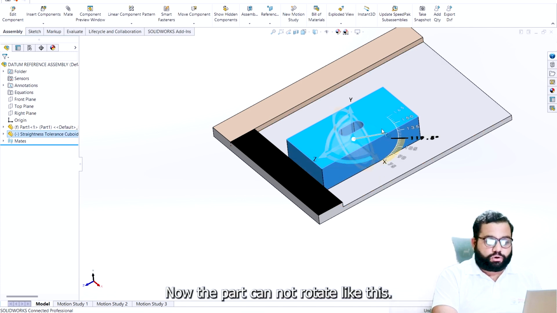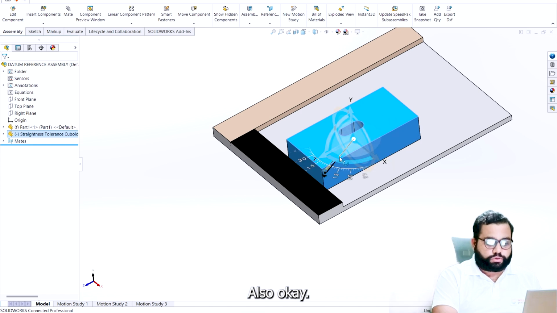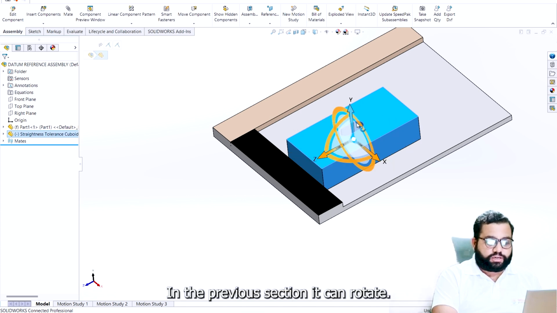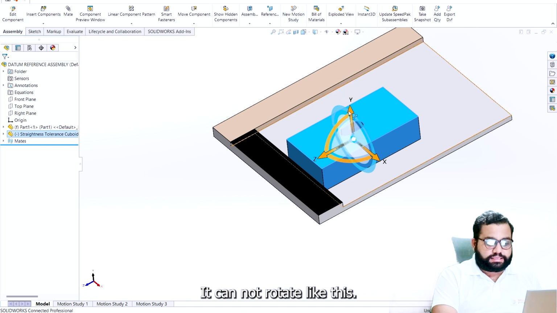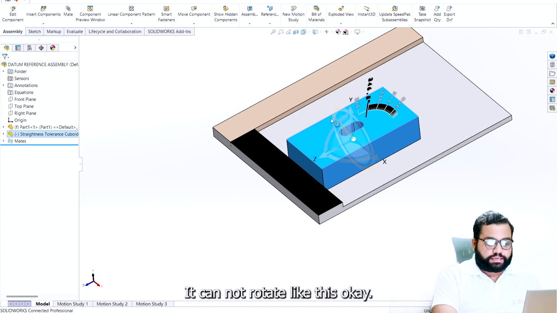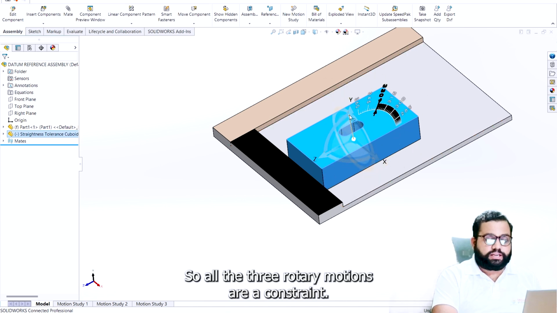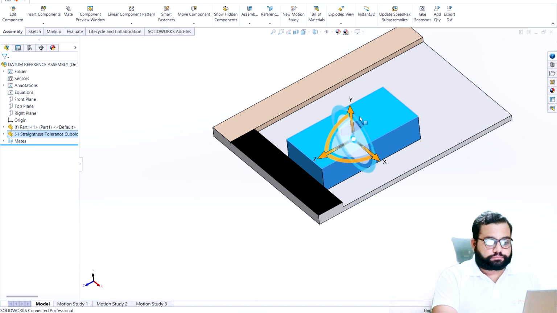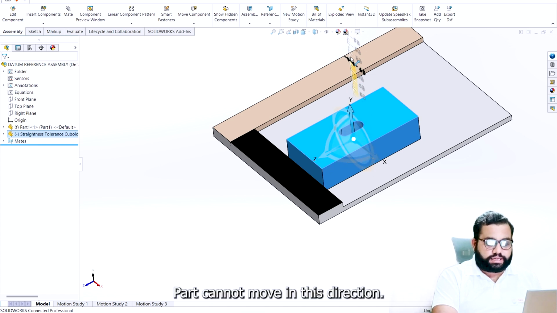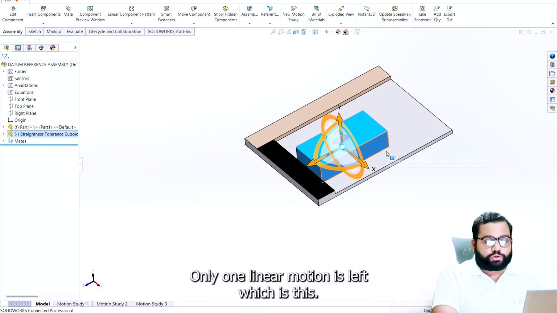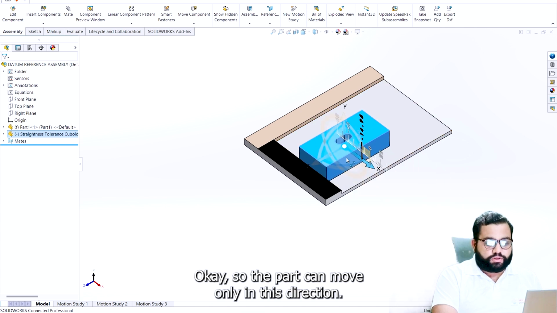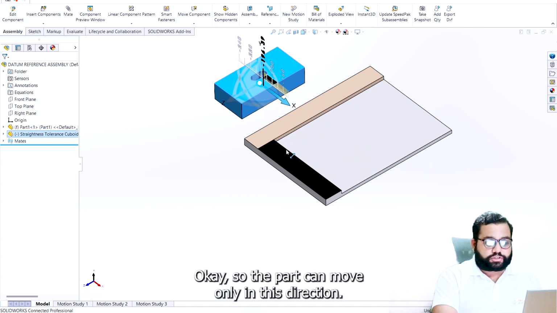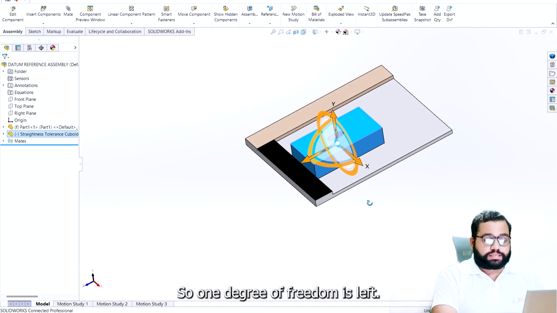Now the part cannot rotate like this also. In the previous section, it could rotate. It cannot rotate like this, it cannot rotate like this. So all the 3 rotary motions are constrained. The part cannot move in this direction, and the part cannot move in this direction. Only one linear motion is left, which is this. So the part can move only in this direction. So 1 degree of freedom is left.